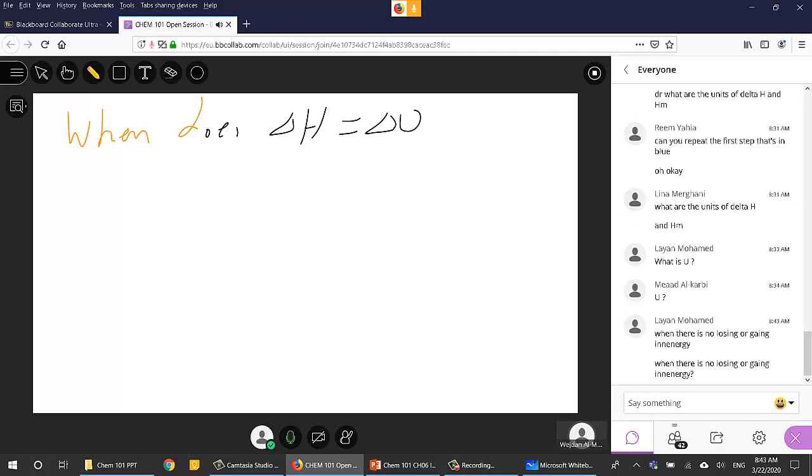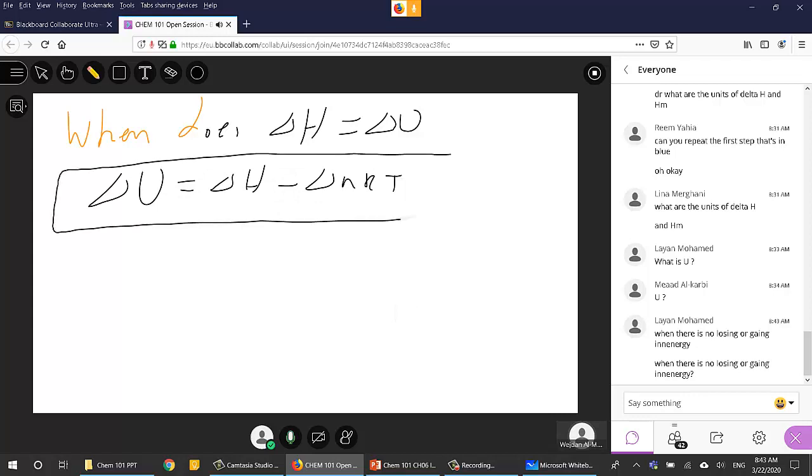Well, let's look at the mathematics. Delta U is equal to delta H minus delta N RT. There are cases where delta H is actually delta U, when this term is equal to 0. When this term is 0, that means, well, R cannot be 0. Temperature could be 0 Kelvin, so that's the first case, which is not possible anyway. So at 0 Kelvin, delta H is equal to delta U.